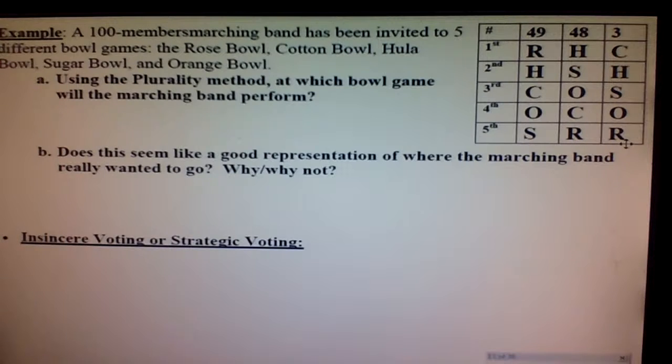Next example. A 100-member band has been invited to 5 of the different bowl games. If you're not a football player or watch football, this is college football. The Rose Bowl, the Cotton Bowl, the Hula Bowl, the Sugar Bowl, and the Orange Bowl. They're going to go and perform at halftime. Using the plurality method, at which bowl game would the marching band perform? The Rose Bowl. If you look, the Rose Bowl has 49 first place votes. The Hula Bowl has 48. The Cotton Bowl has 3. And the other 2 have nothing. So we're going to the Rose Bowl.